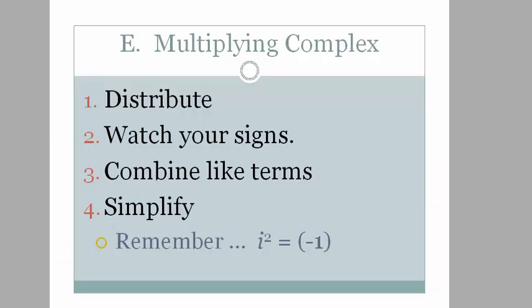Multiplying complex numbers. Even though I didn't write it on here, guess what? Just like polynomials. Distribute. Watch your signs. Always so important that you watch your signs. Combine your like terms. Simplify. Remember that i squared, as soon as you have i squared, it equals -1.